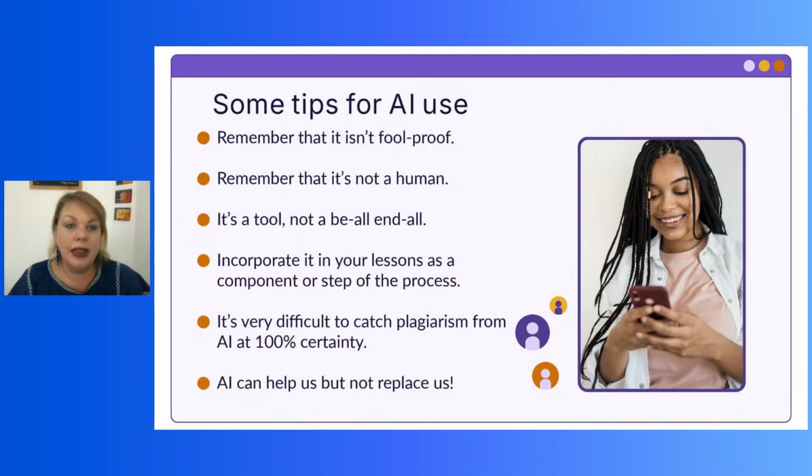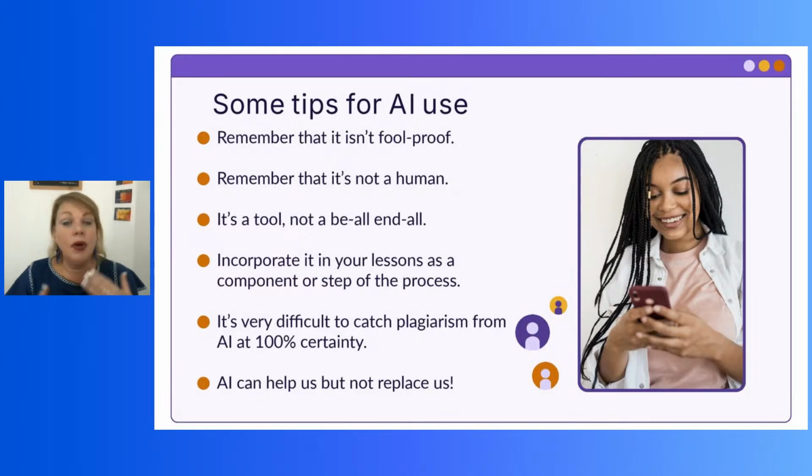If we're designing classes, if we're getting information, if we're planning, it can make mistakes, right? Remember that it's not a human. We're not going to get the exact same things as we would get from a human. It's a tool, not a be-all, end-all. What do I mean by be-all, end-all? I mean, it is not the absolute solution to everything. It does not do everything for you.